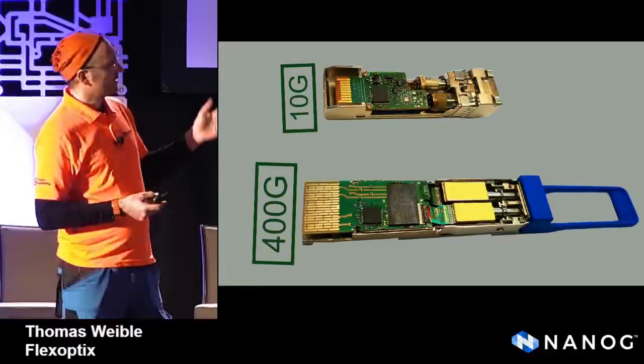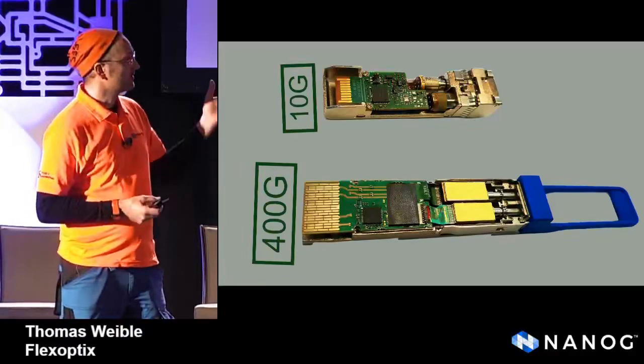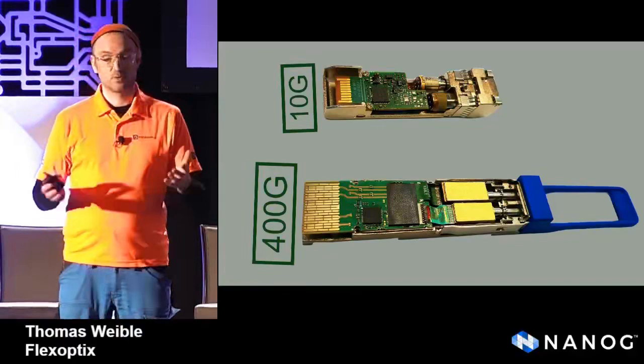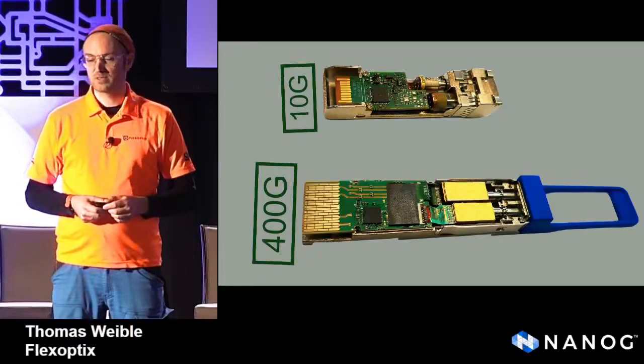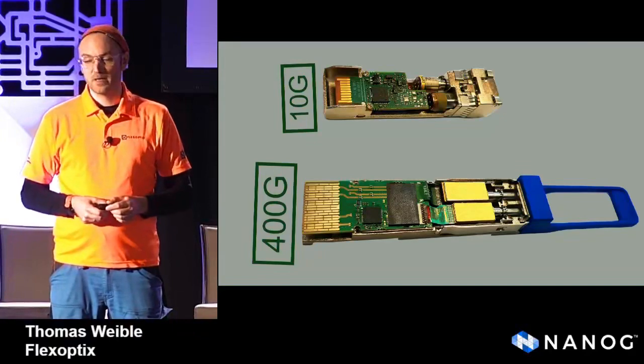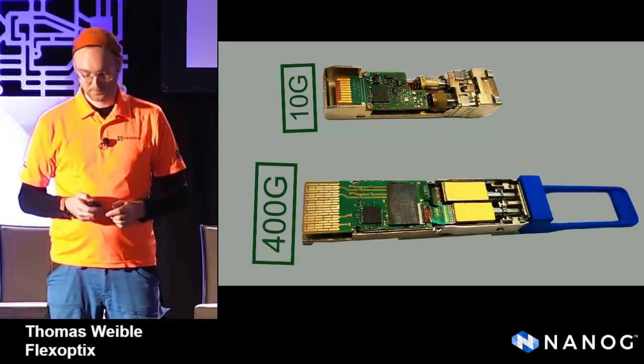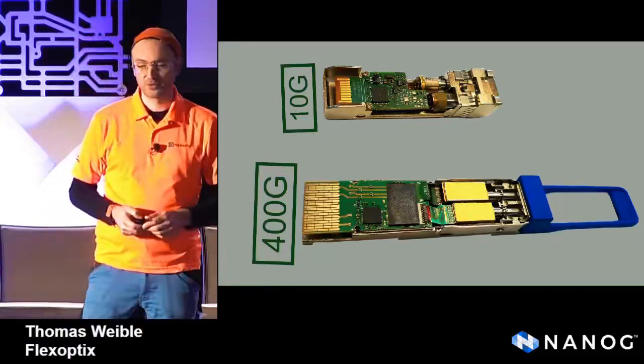So what I brought for you is a comparison of a 10 gig transceiver and a 400 gig transceiver. I opened them up for you. On the top, this is an SFP plus, and below you see a QSFP DD, opened up, with the housing removed. I don't want to talk about a 10 gig any longer.